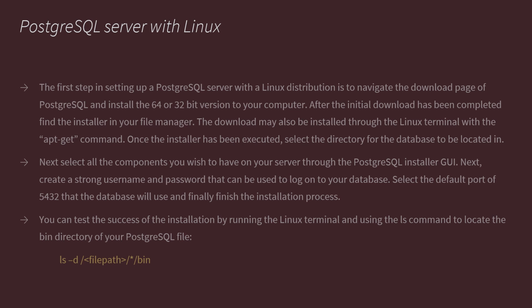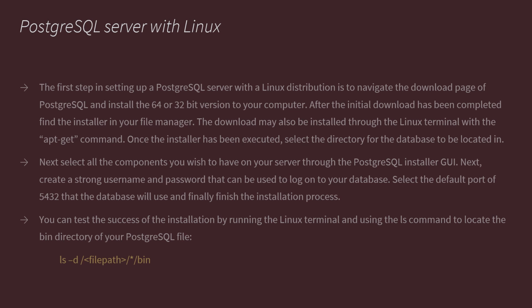So the first step in setting up a PostgreSQL server with a Linux distribution is to navigate to the download page of PostgreSQL through their website and install either the 64 or 32-bit version to your computer. After the download is completed, you can find the installer in your file manager, and just as discussed above, you can also install through the Linux terminal using the apt-get command.